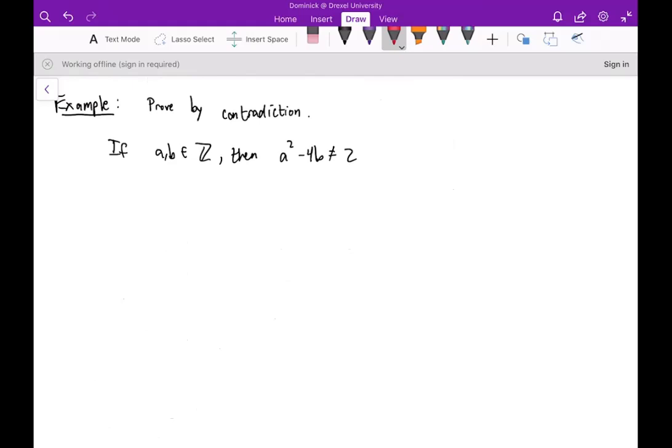Now, let's say that if a and b are both integers, then a squared minus 4b cannot equal 2, right? So if we want to prove this by contradiction, then we're going to assume the opposite, right? So what we have here is if something, then something. So if P, then Q. So we're going to assume that if P, then not Q, right? That's how we would properly negate this, right?